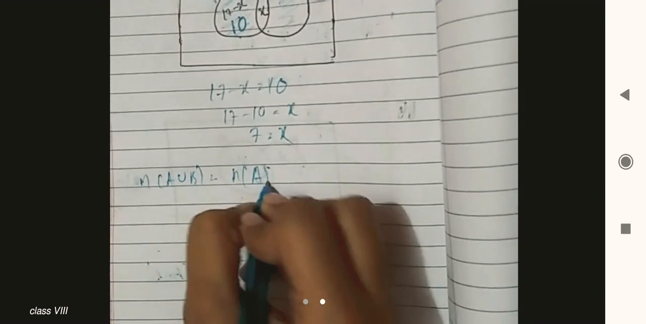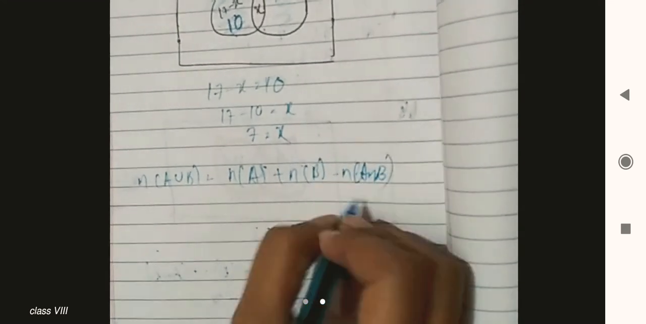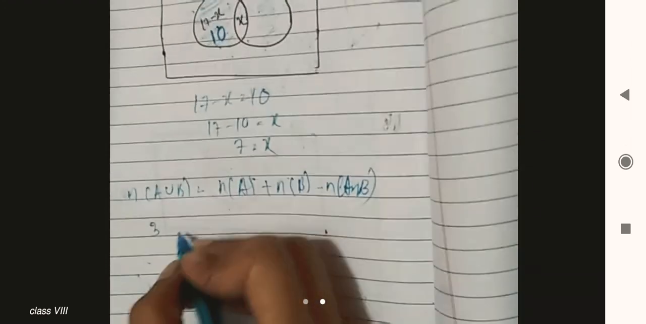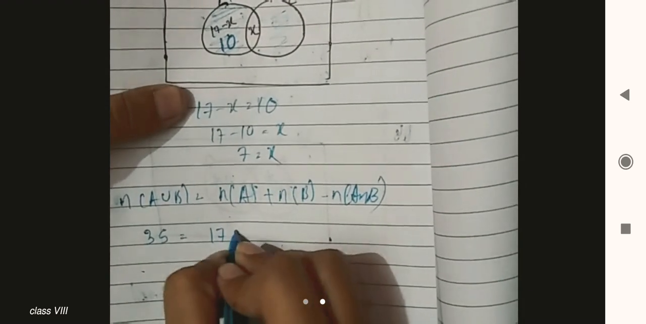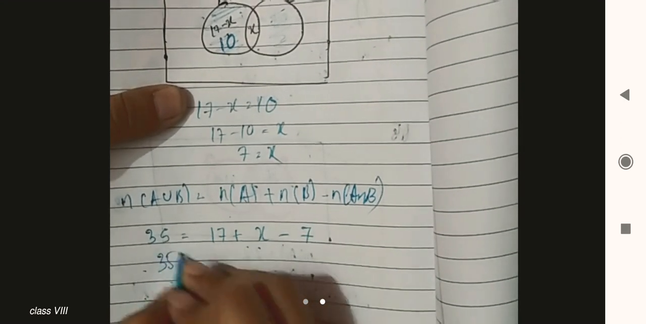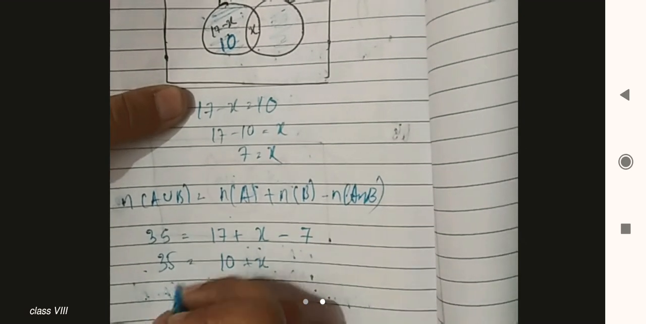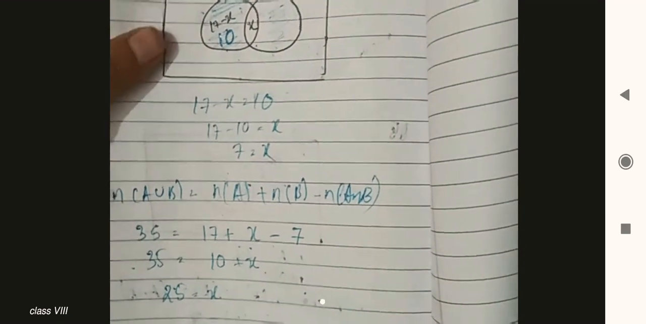A union B is equal to A plus B minus the intersection. A union B is what? 35. Fine. And then 17, and then we have to find out, take it x, the intersection is 7. So 35, 17 minus 7 will give you 10. So 35 minus 10 will give you what? 25. That means 25 students chose economics. Okay, so this is how you will do it.